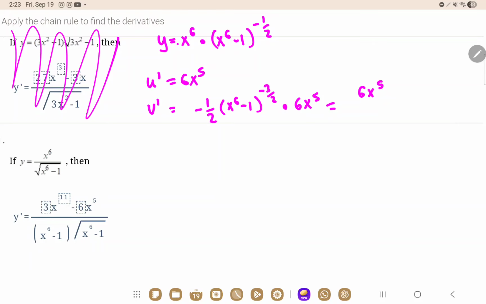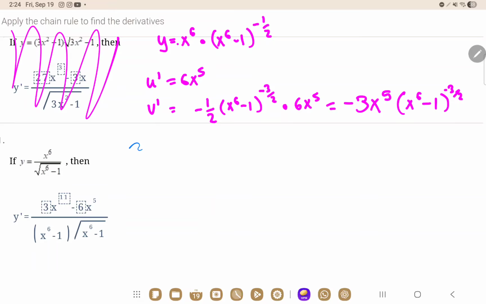Should I leave it like this or simplify it? I don't know. I'm going to write it both ways and see which I want to use later. Actually, I'm going to keep it all on the same level, so it's just going to be 3, because it's times negative half, so negative 3x^5 into x^6 minus 1 to the power of negative 3 over 2, divided by 2. So that's v prime. This is our part 1.